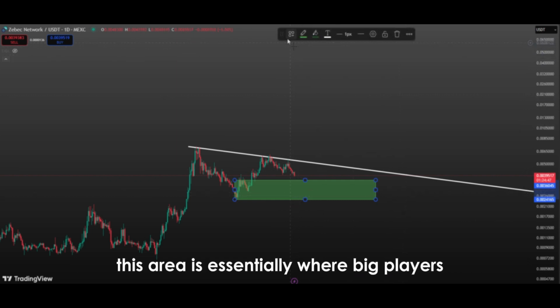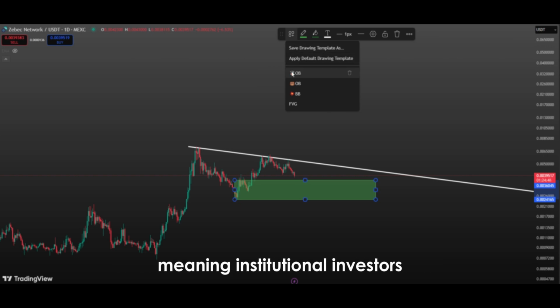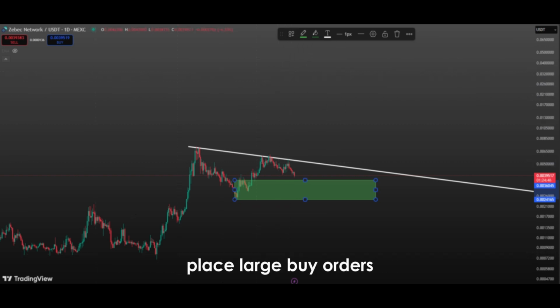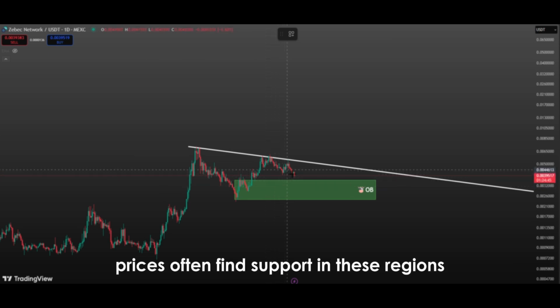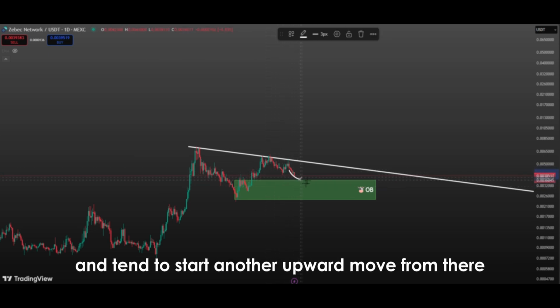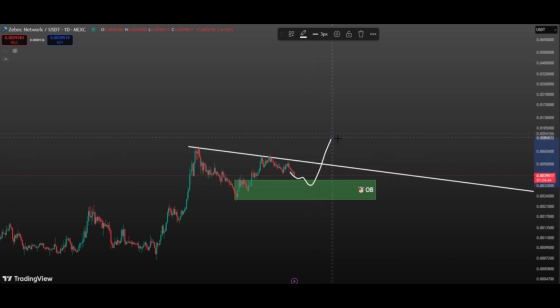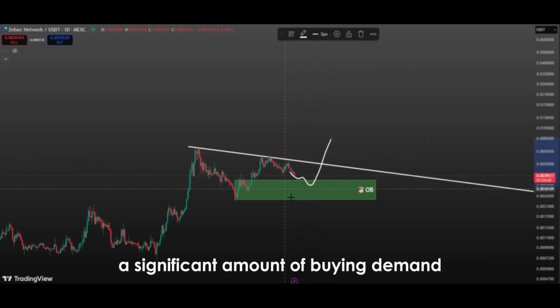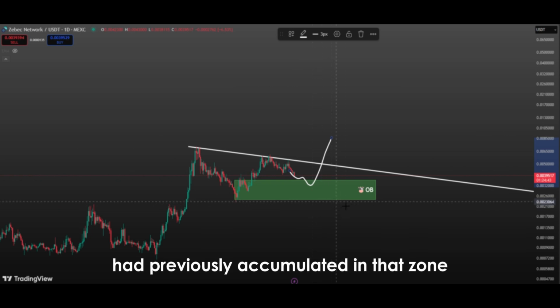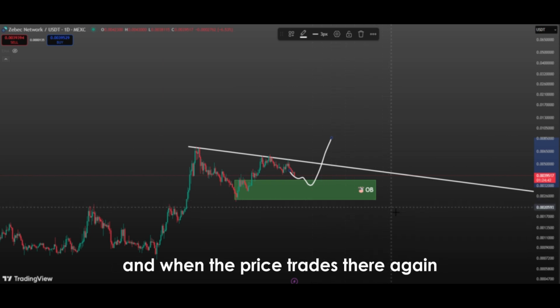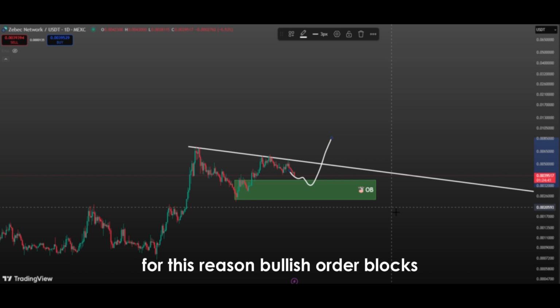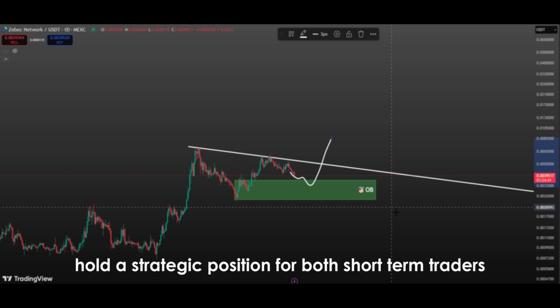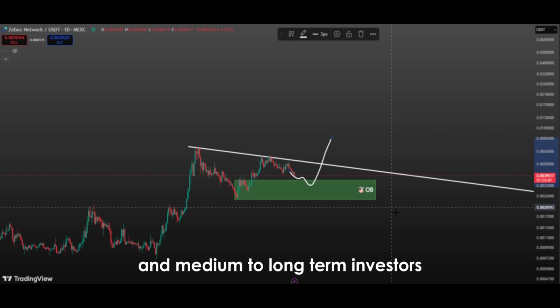This area is essentially where big players, meaning institutional investors and those with strong capital, place large buy orders, acting like a hidden field of force that is invisible in the market but deeply influences price action. Prices often find support in these regions and tend to start another upward move from there. The main reason for this is that a significant amount of buying demand had previously accumulated in that zone, and when the price trades there again, the likelihood of buyers stepping back in increases. For this reason, bullish order blocks hold a strategic position for both short-term traders and medium to long-term investors.